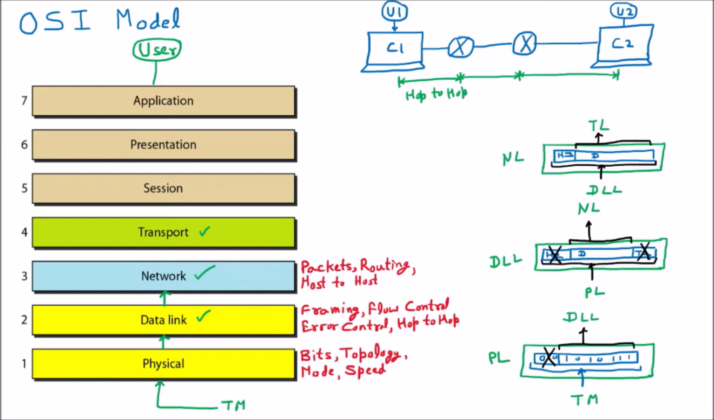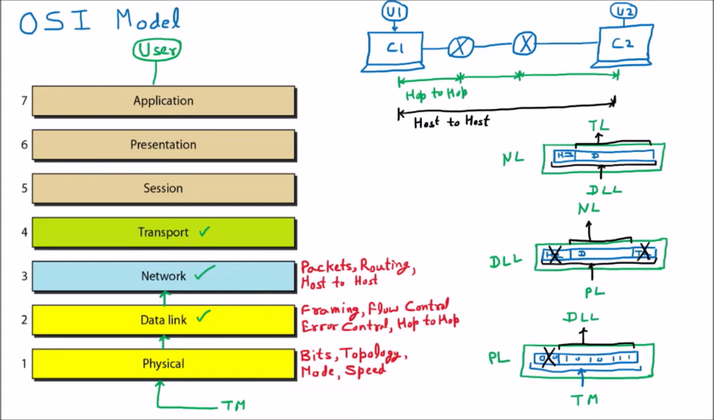Now there is one more thing, which is host to host delivery. That is very interesting. We know that when we are dealing from one device to another, that is hop to hop. But when we are talking from source to destination, host to host, meaning from start to end, that is called host to host. It is also called source to destination.